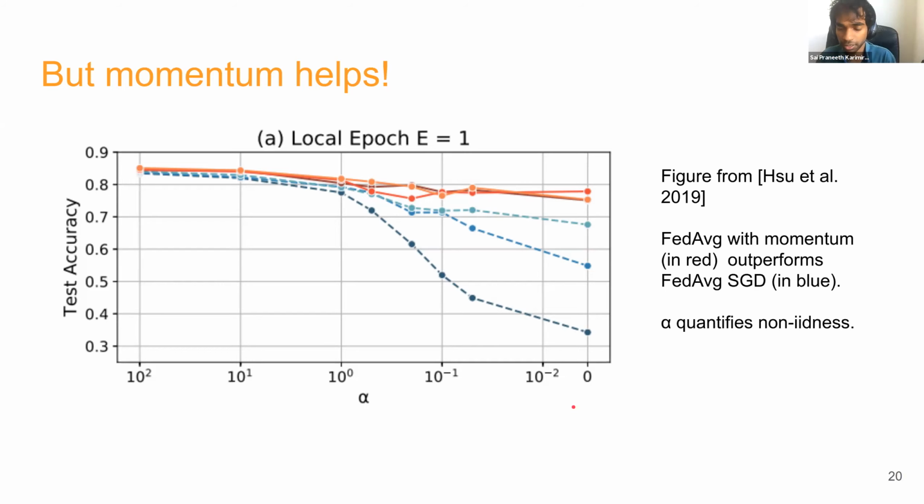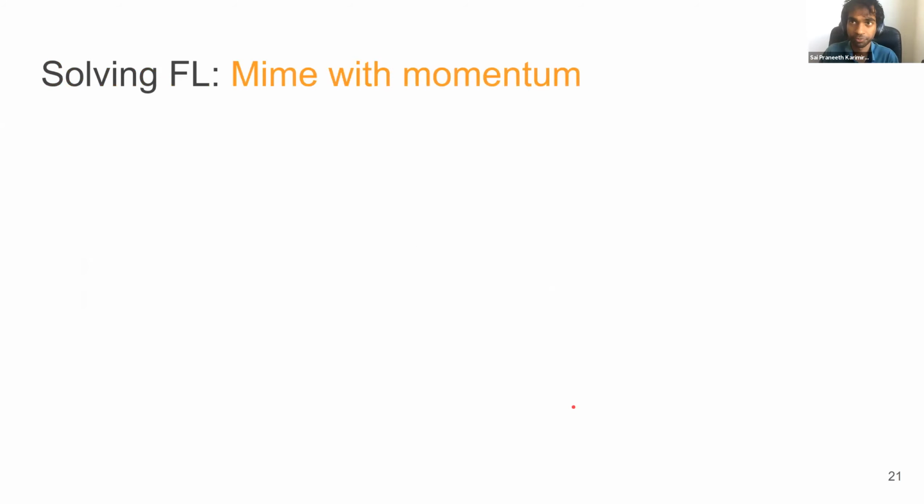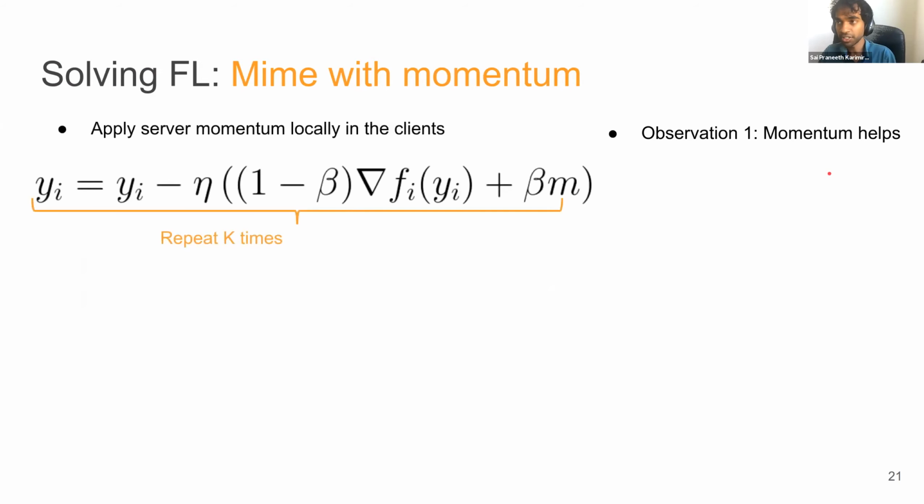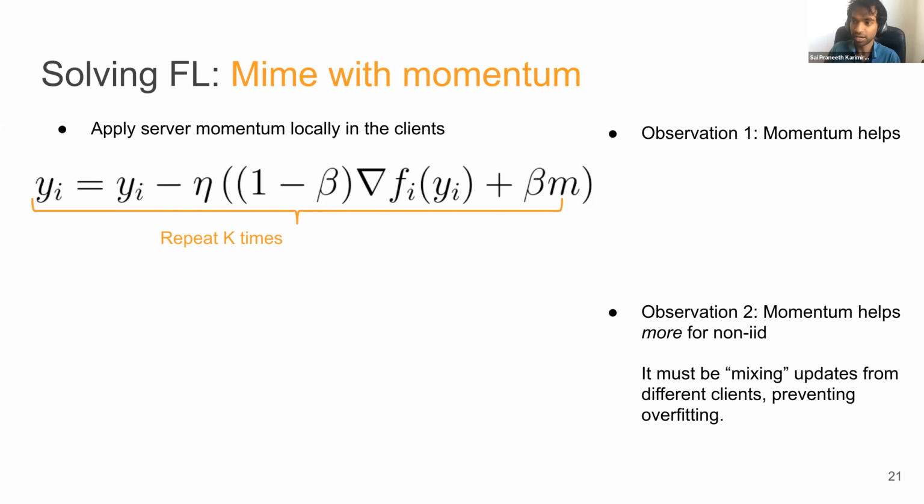So how do we use this intuition or experimental evidence people have observed? Okay, people have observed that momentum helps, then let's use a lot more of it. So instead of just using it at the server level, we'll use it at every client update. So every client update uses a momentum step. Observation 2: momentum helps more for the non-IID setting. This is sort of intuitive because, as we saw before, momentum was an exponentially moving average of the gradients. So it must be mixing the gradients from all the different clients. And so, at least intuitively, it prevents overfitting to any single client.